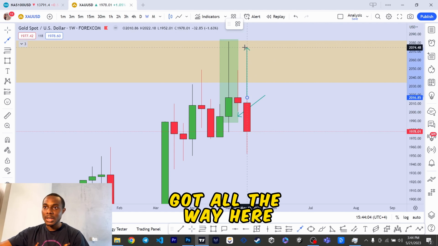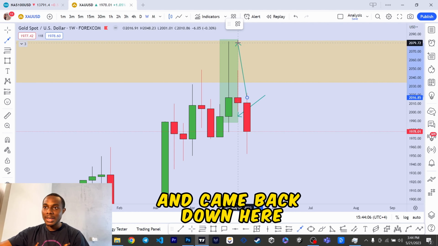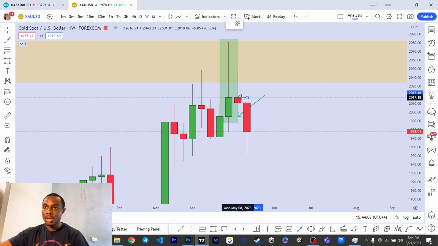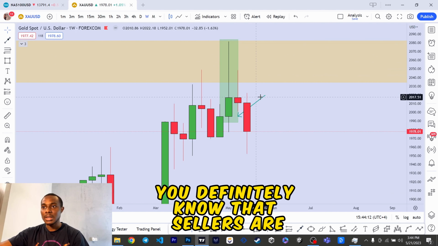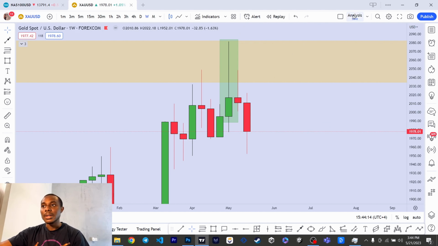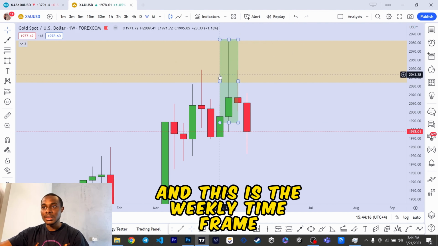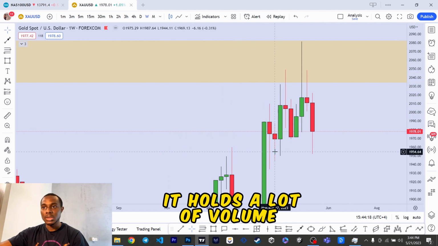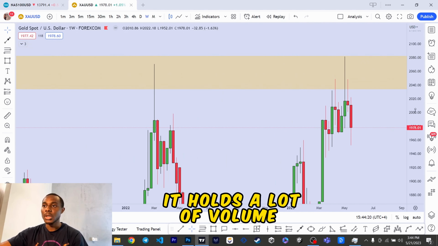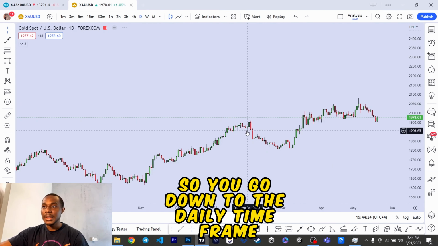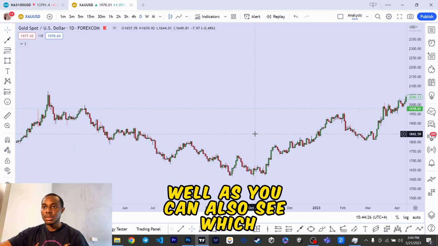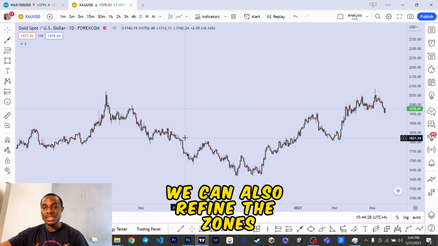Got all the way here and came back down here. So you definitely know that sellers are there to stay for a while, and this is the weekly time frame. So it holds a lot of volume, and it holds a lot of power. So you go down to the daily time frame. As you can also see, we can also refine the zones.